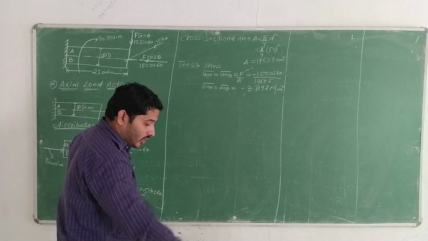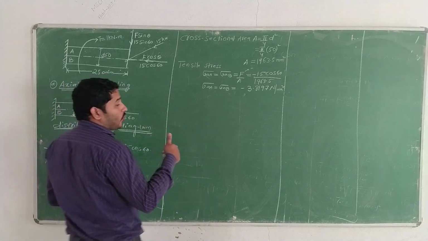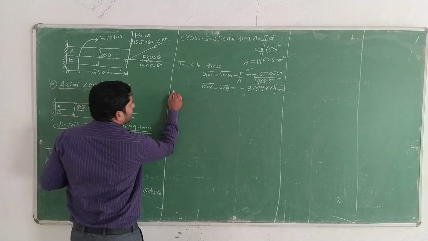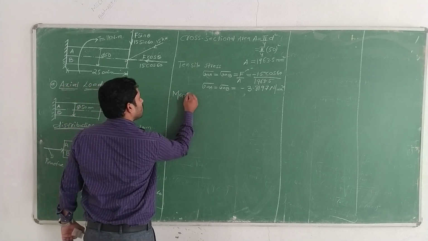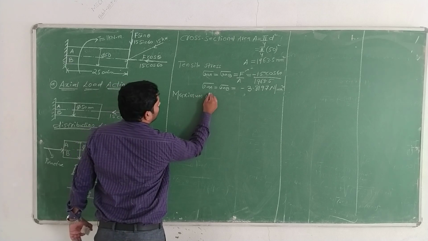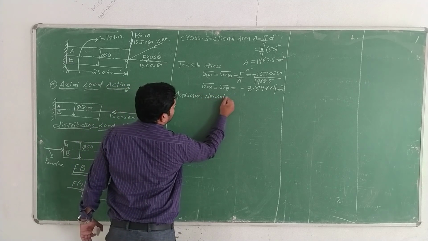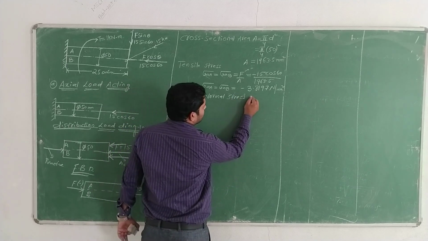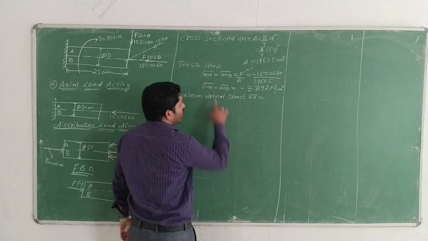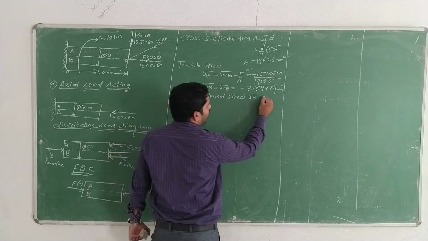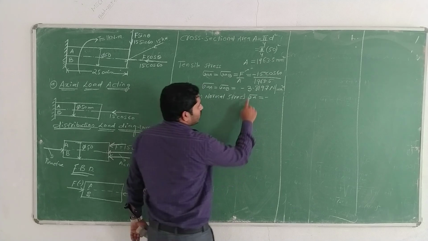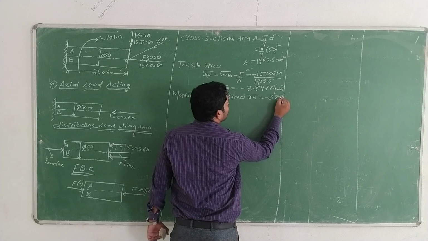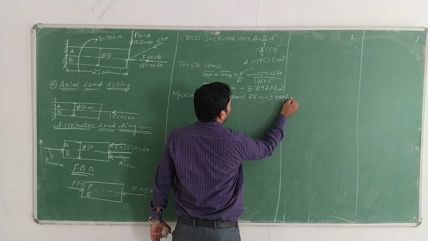But actually we need to find out the maximum normal stress as well as the maximum shear stress. The maximum normal stress is sigma A, because both values are the same, so you can take any one. So the maximum normal stress is minus 3.8197 Newton per mm square.